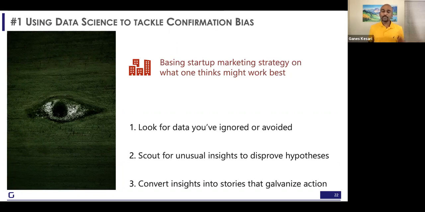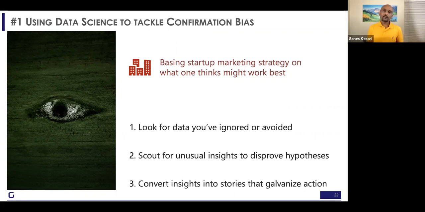And number three, when you share a table of numbers with 10 people, they will come up with 10 different conclusions. Whereas when you convert these into data stories, which have a narrative and a recommendation, it's highly likely that those 10 people will be aligned. The mental models will align, and you will be able to make a decision within the room. So converting insights into stories is the third and final one.